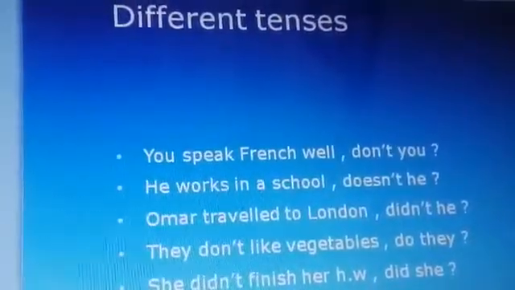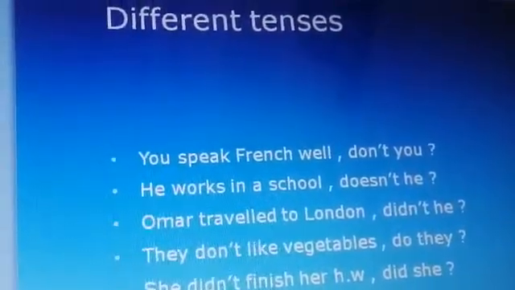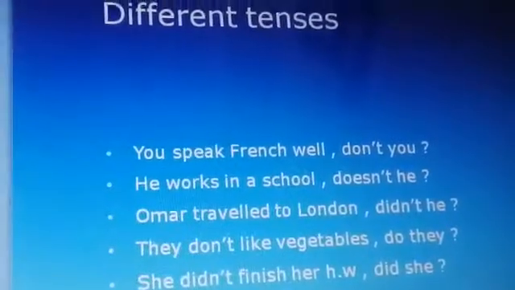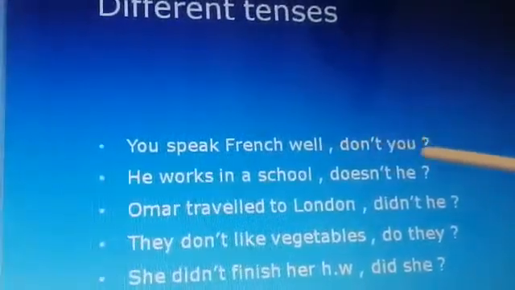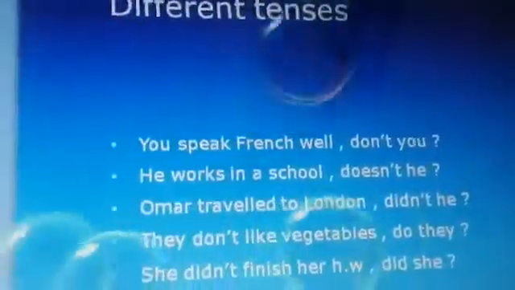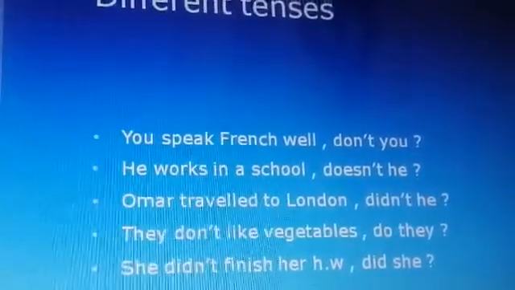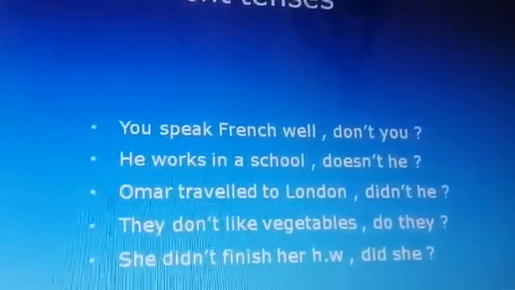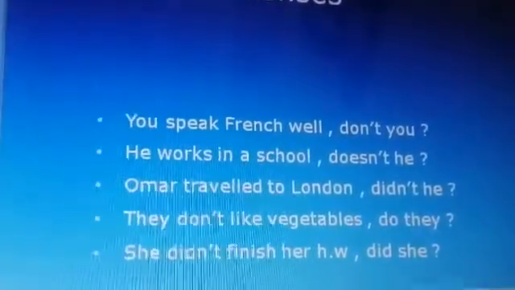Now what will we do with the normal verbs if we don't have verb to be, modal verbs, or auxiliary verbs? Number 1, you speak French well, don't you? You speak French well. This sentence is which tense? This is what? Present simple. Yes. Can you remember the negative of present simple? Yes, don't or doesn't. Here we have you speak, so the question tag will be don't you?